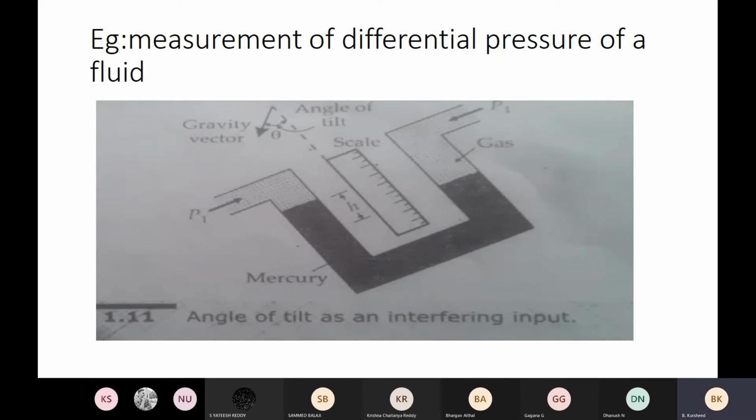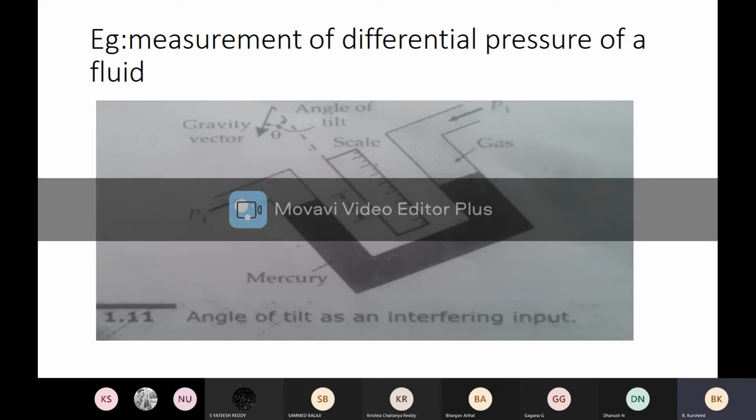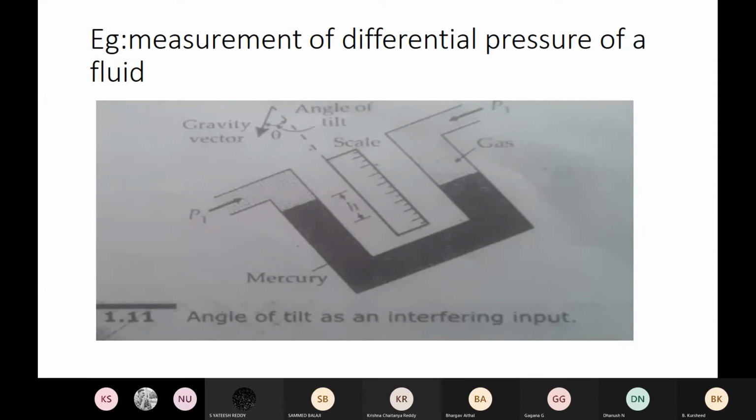This is when a manometer is placed not horizontally. There is a tilting angle. Due to the tilting angle also, there will be a difference in the indication. Even though the indicator should be 0, it won't show 0.